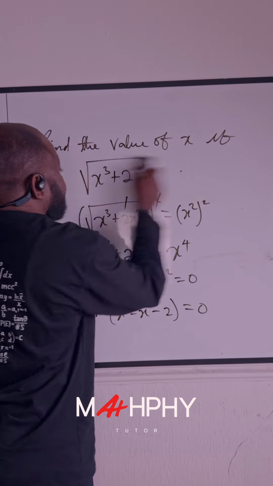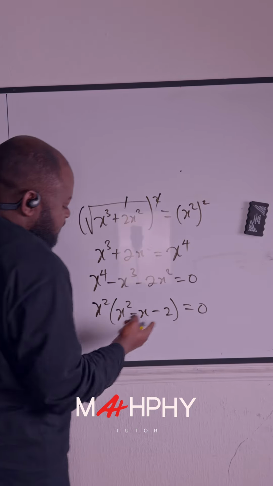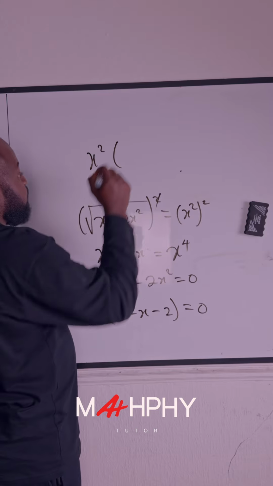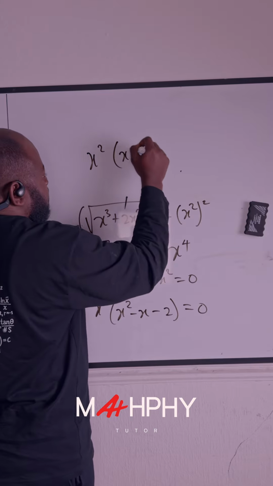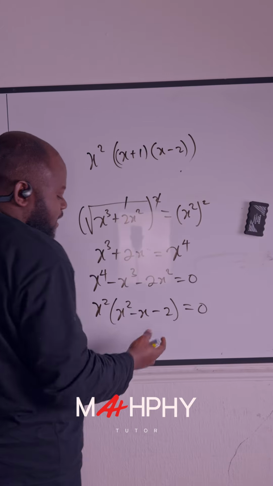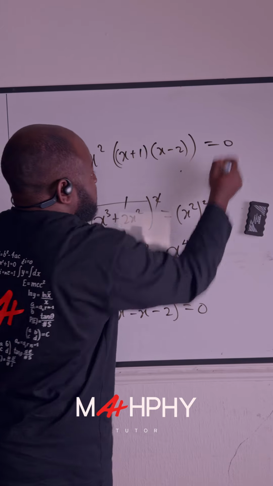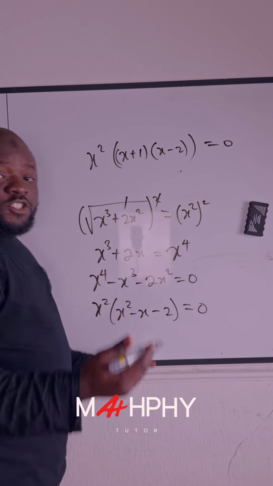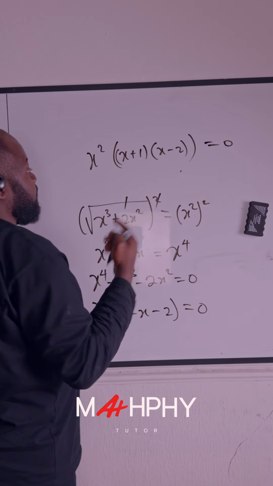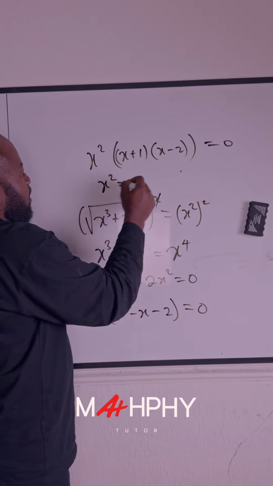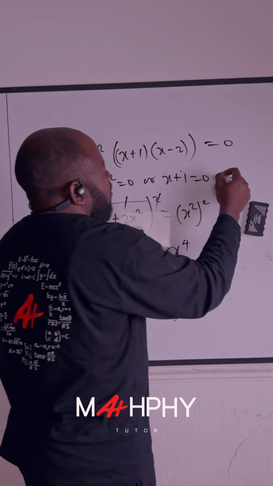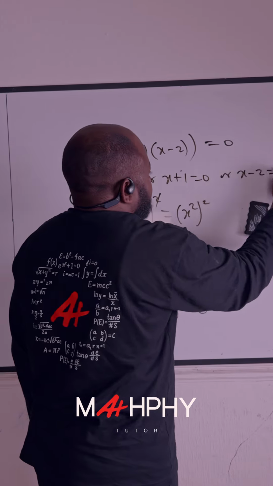So if I factorize what is in here, then I'm going to have x squared into the bracket x plus 1 into x minus 2. That's a factor of this, and everything equals 0. So if this multiplied by this gives us 0, that simply means that x squared can be 0, or x plus 1 can be 0, or x minus 2 can be 0.